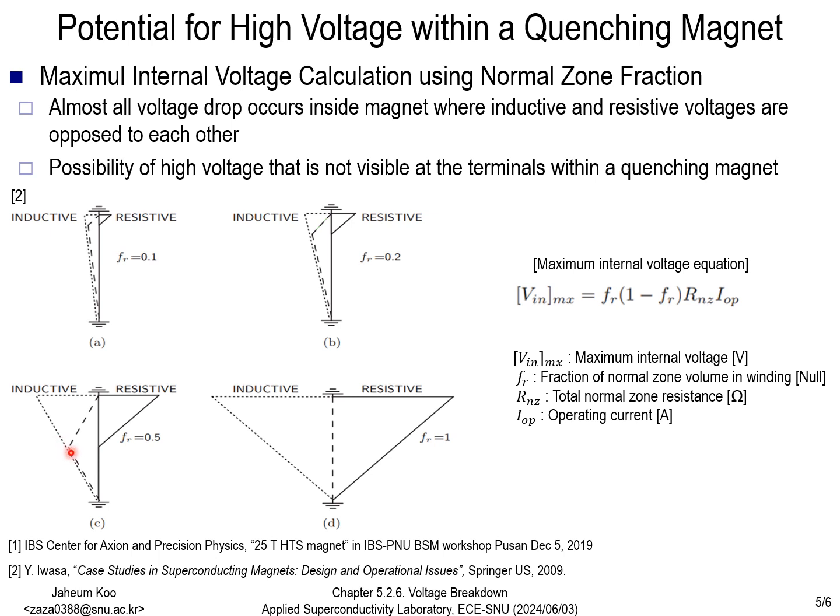What is crucial to understand from this page is not only how the internal voltage scales with the normal zone proportion, but also the fact that during a quench, although terminal voltage might remain at 0 V, substantial internal voltages can occur within the magnet that are not observable at the terminals. And this can lead to dielectric breakdown in a superconducting magnet.